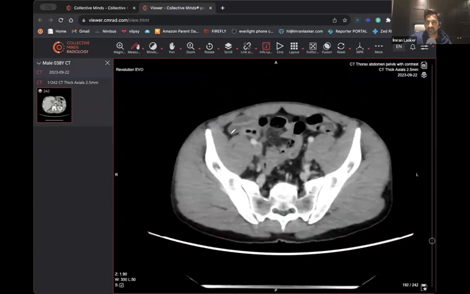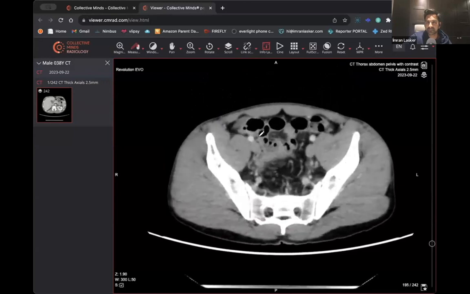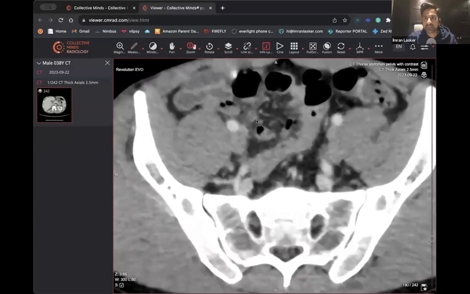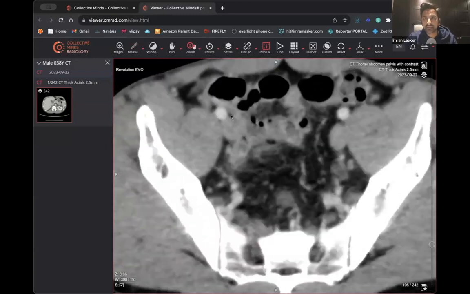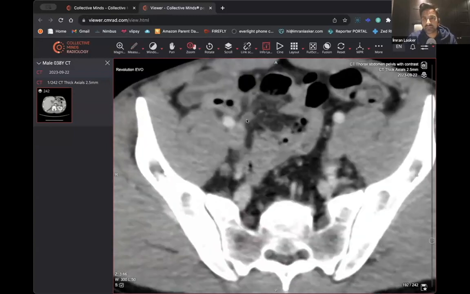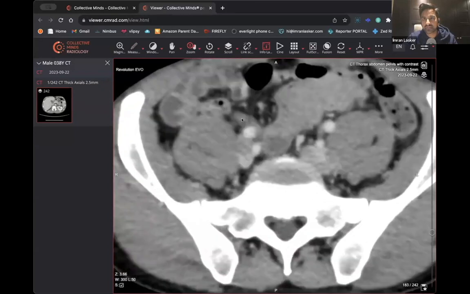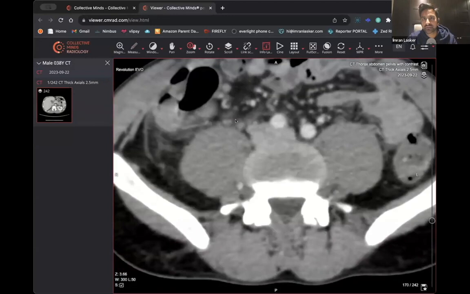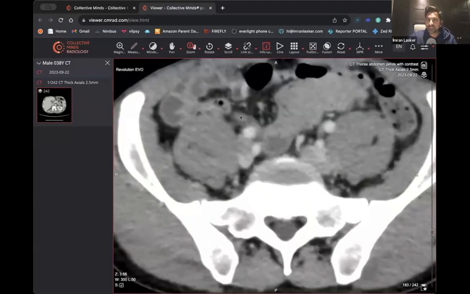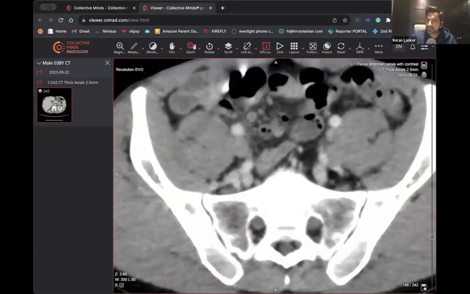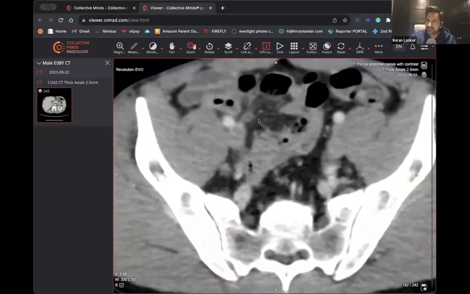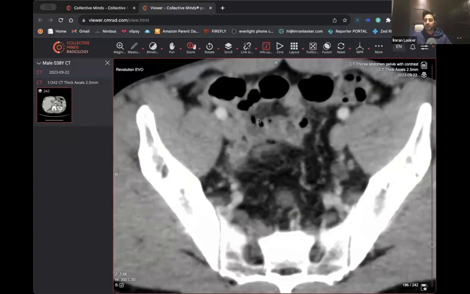Now we're trying to look for the appendix. And actually, can you see this little tiny thing there? If I zoom in and follow that, it goes that way, and probably goes to the cecal pole, and then come up this way, this way, follow it, and then it stops. So when you look at that appendix, yes, it's not enlarged, but it also looks like it's slightly enhancing, very, very slightly enhancing. So you've got to be worried there could be a dual pathology here.